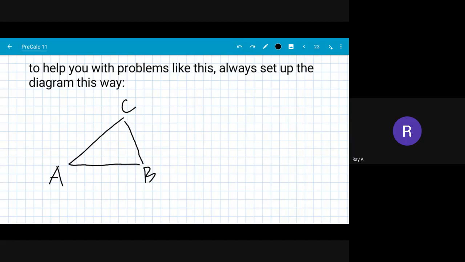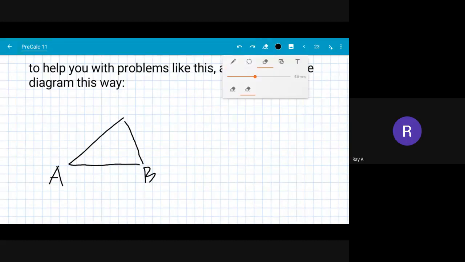Where would little a be? It would be opposite, all right? Opposite the angle, this is little a. Where's little b? Right here. Where's little c? Right here. So you need to make sure that you understand that, because if you don't, then we're going to have a big problem here. It just takes practice, okay?